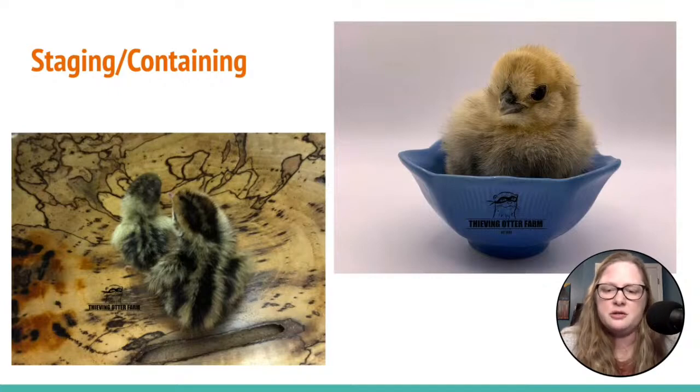So you can also use a container. With that little silky chick, I used a little cup I found at Goodwill or something. And the other picture is of a button quail next to a Coturnix quail in a wooden bowl that I found. The wood grain makes a really nice background for the photo, and also helps to keep the chicks contained.